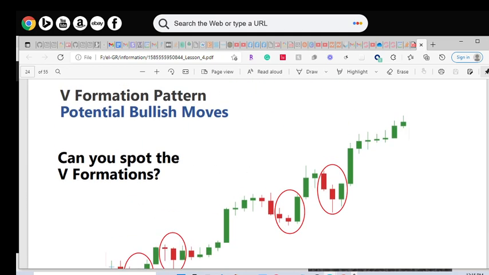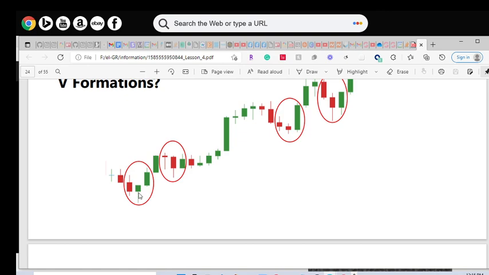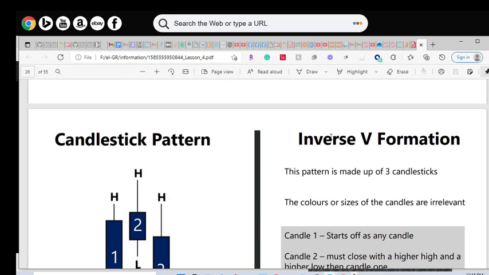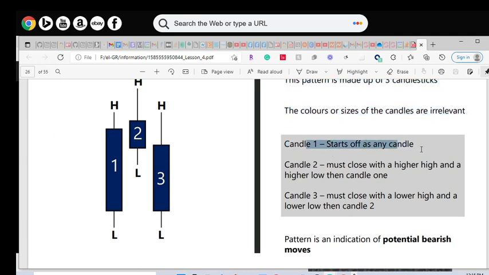Can you spot the V formation? So here we have the V formation happening, and then you have the inverse V formation, 3 candlesticks. It starts off at a candle, then higher, then lower, the reverse of the V.